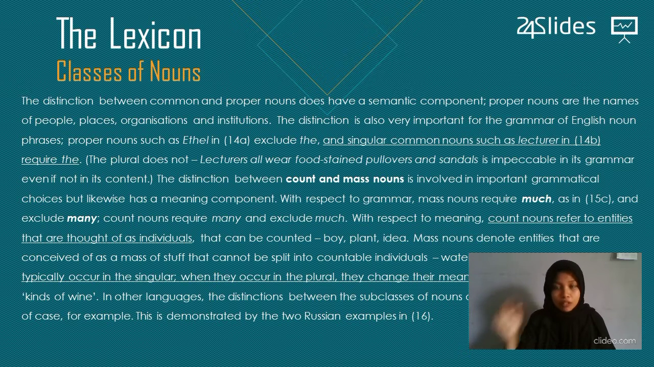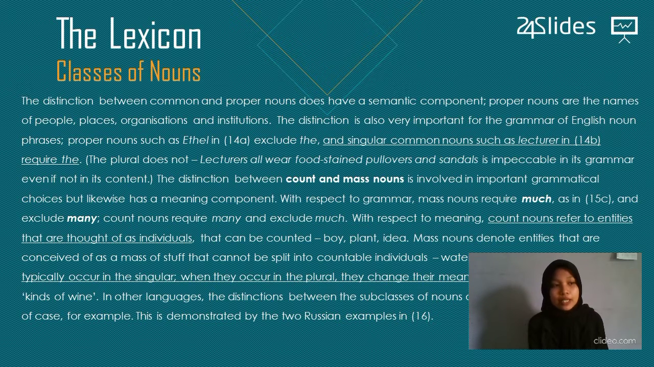Jadi countable noun ini kembali kepada entitas yang bisa kita hitung secara individual gitu. Apabila kita menyebutkan botol, kita bisa menghitungnya. Apabila kita menyebutkan kertas, kita bisa menghitung kertas itu ada berapa. Namun apabila mass noun, dia tidak dapat dihitung seperti sand, or rice, or water, coffee, and others. Dan apabila mass noun ini typically occur in the singular.